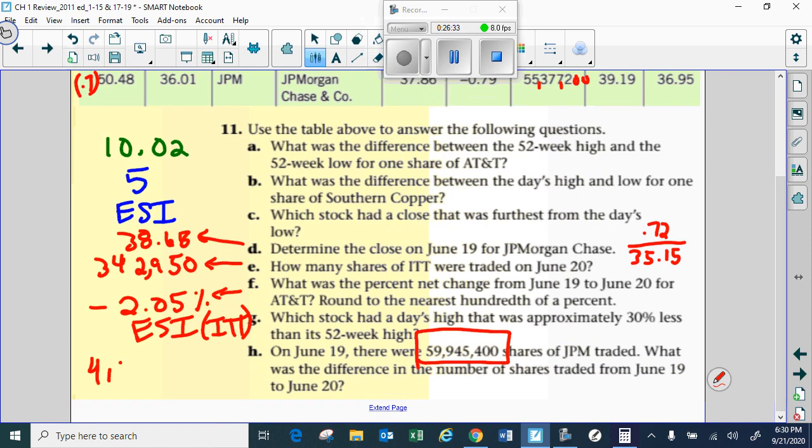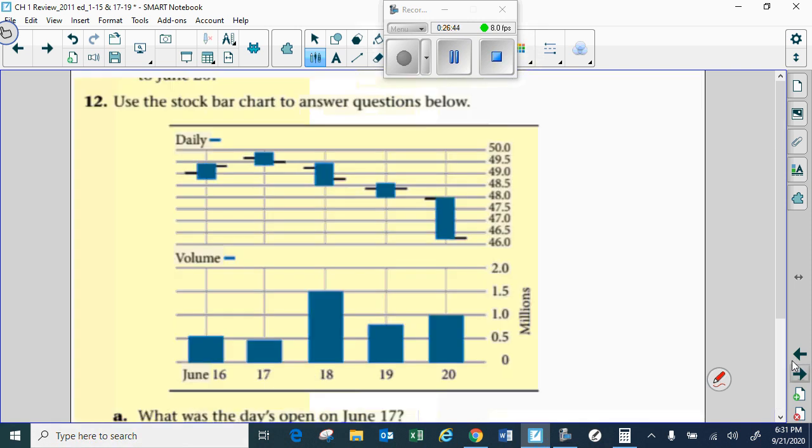4,568,200. Okay, and there's that answer. All right, that took a little while. You won't have that many from one thing on your test.